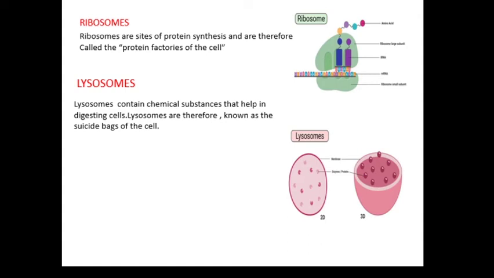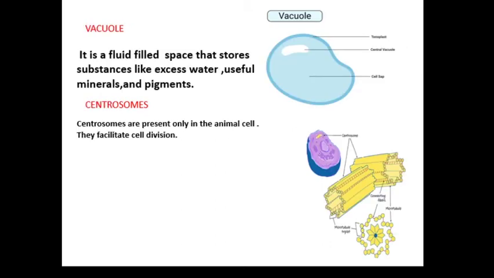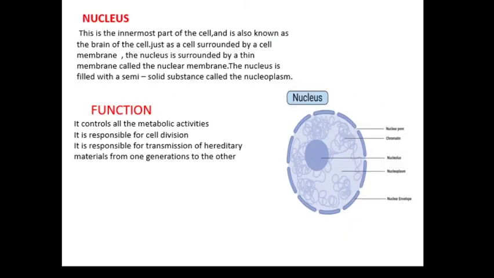Lysosomes. Lysosomes contain chemical substances that help in digesting cells. Lysosomes are therefore known as suicide bags of the cell. Vacuoles. It is a fluid filled space that stores substances like excess water, useful minerals and pigments. Centrosomes. Centrosomes are present only in the animal cell. They facilitate cell division.